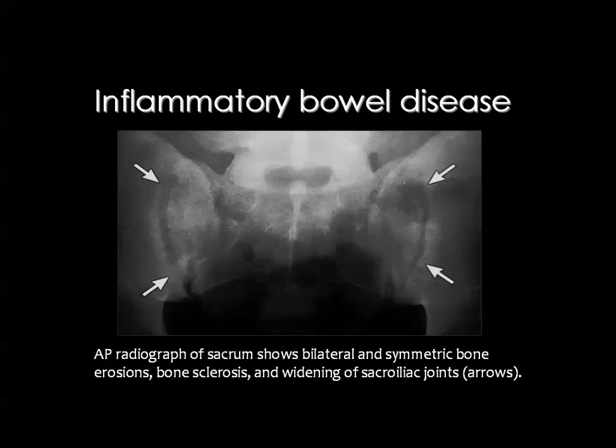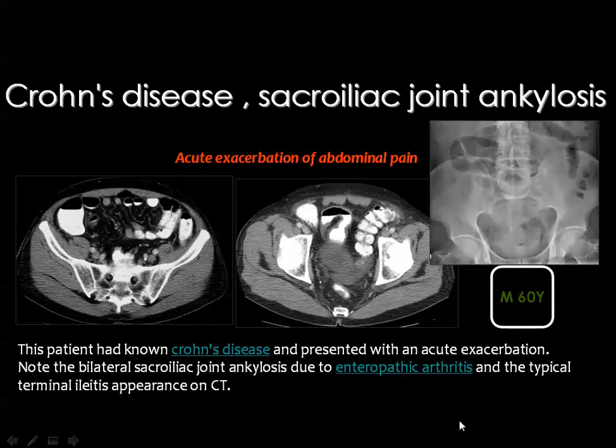And the same manifestations seen and mentioned previously are present with these diseases, and you can know that this arthropathy is related to inflammatory bowel disease whenever you know that the patient had this particular type of inflammatory bowel disease. If a patient had ulcerative colitis and you see bilateral sacroiliac joint affection, you know that this arthropathy is related to his ulcerative colitis, for example.